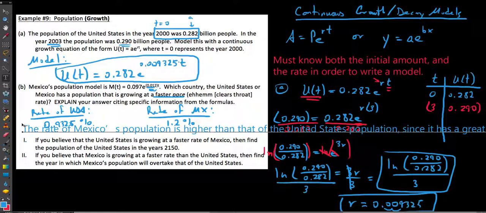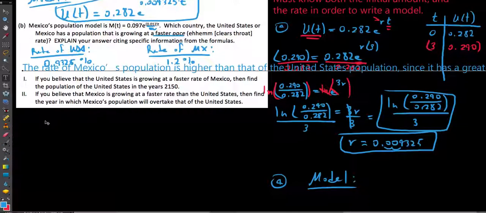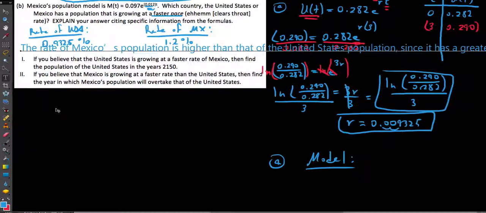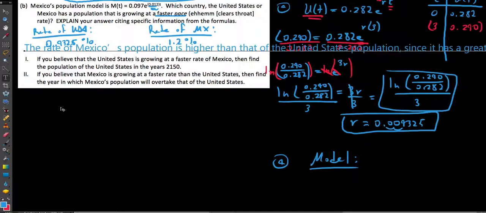So Mexico's population is growing at a faster rate than the United States population here. For this last part, it's kind of a two-parter. It says, if you believe that the U.S. is growing faster than the rate of Mexico, then find the population of the United States in the year 2150. What I can tell you is we're not going to do number one, because we just determined that the United States population is not growing as fast as Mexico's population.